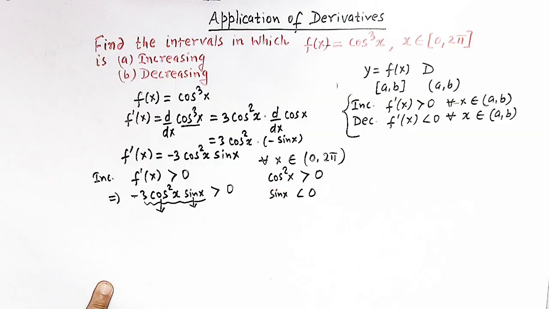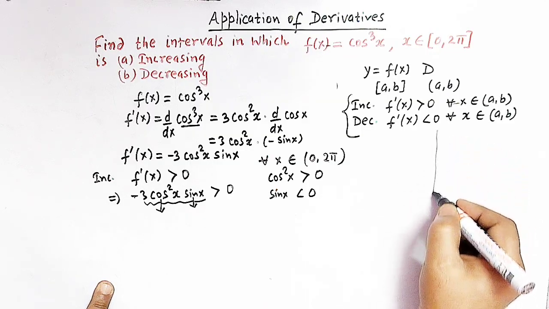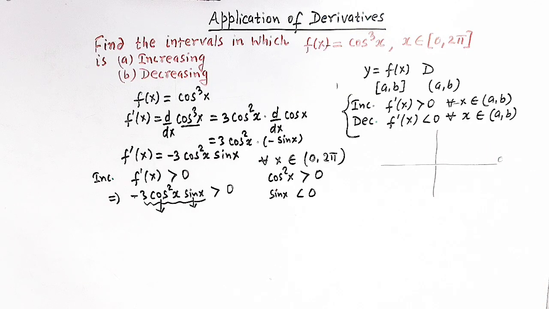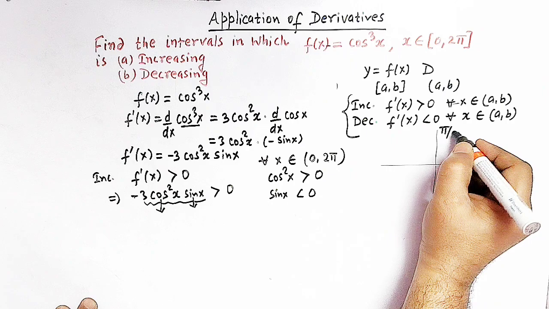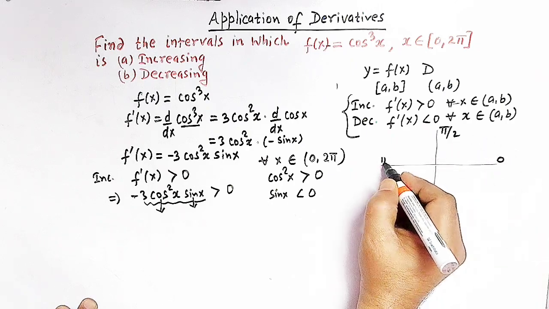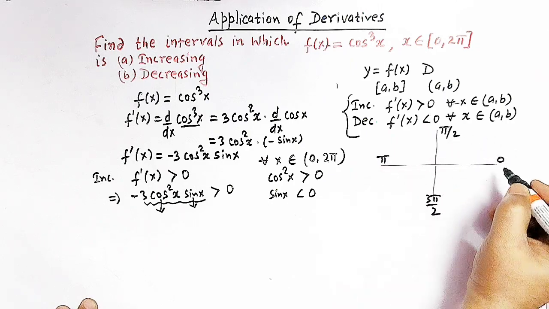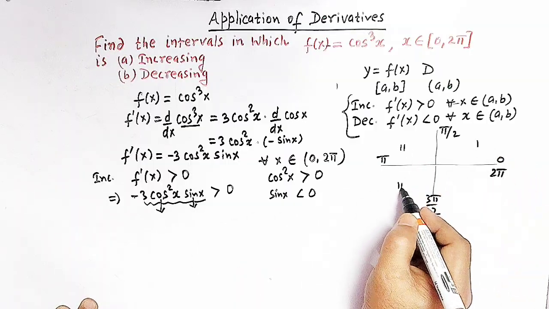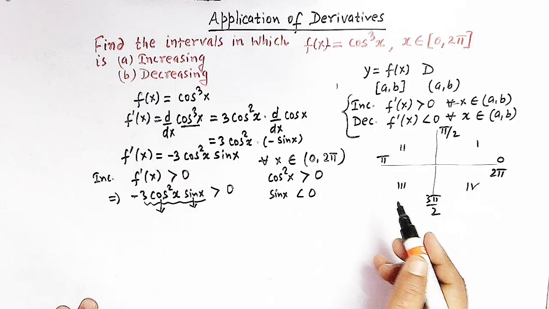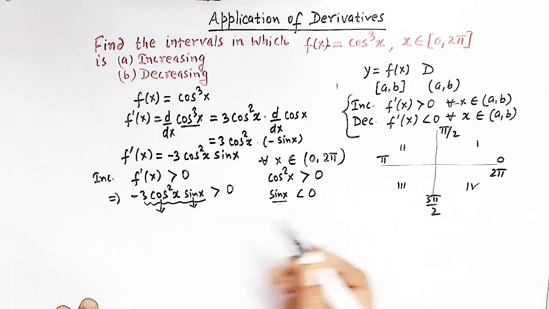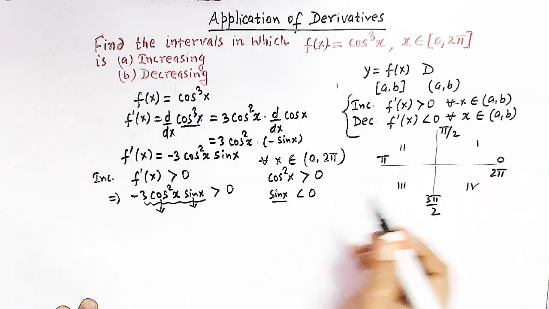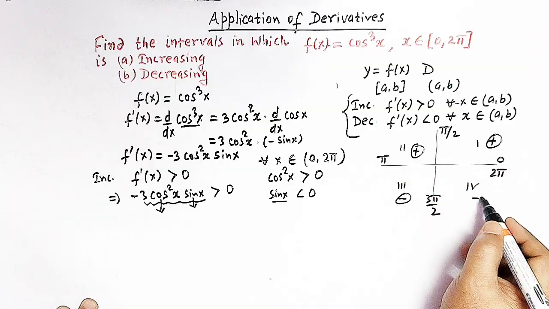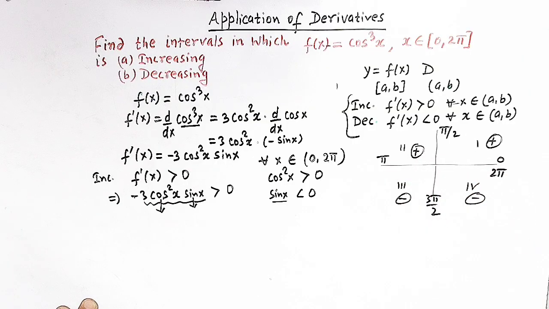Now from the sign convention of trigonometric functions in 4 quadrants, here we have 0, then here pi by 2, then pi, here 3 pi by 2, and here 2 pi. This is the first quadrant, this is second, this is third, and this is fourth. From the sign convention, we know that the sine function is positive in the first two quadrants and negative in the third and fourth quadrants.